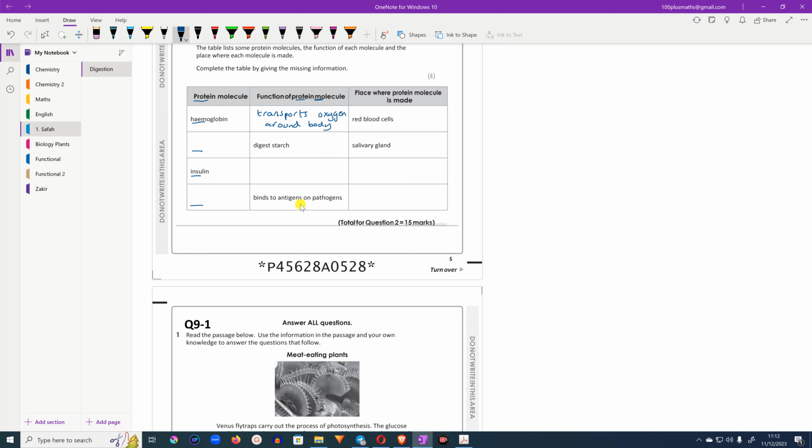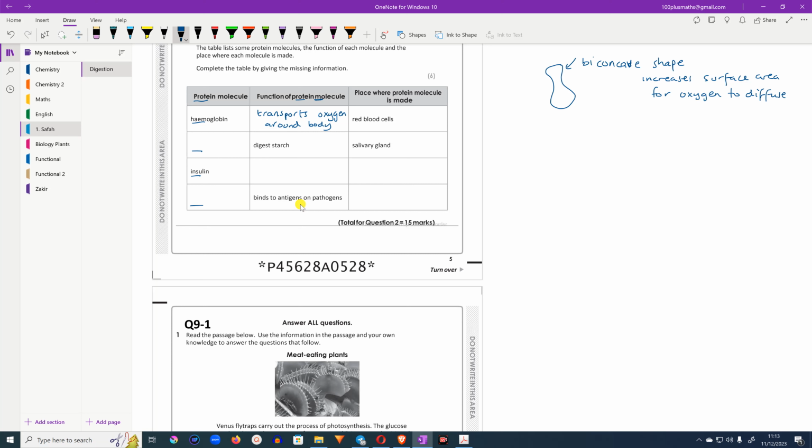And remember what we said about hemoglobin? It's this shape. It's a biconcave shape. What does that do? It increases surface area for oxygen to diffuse in.